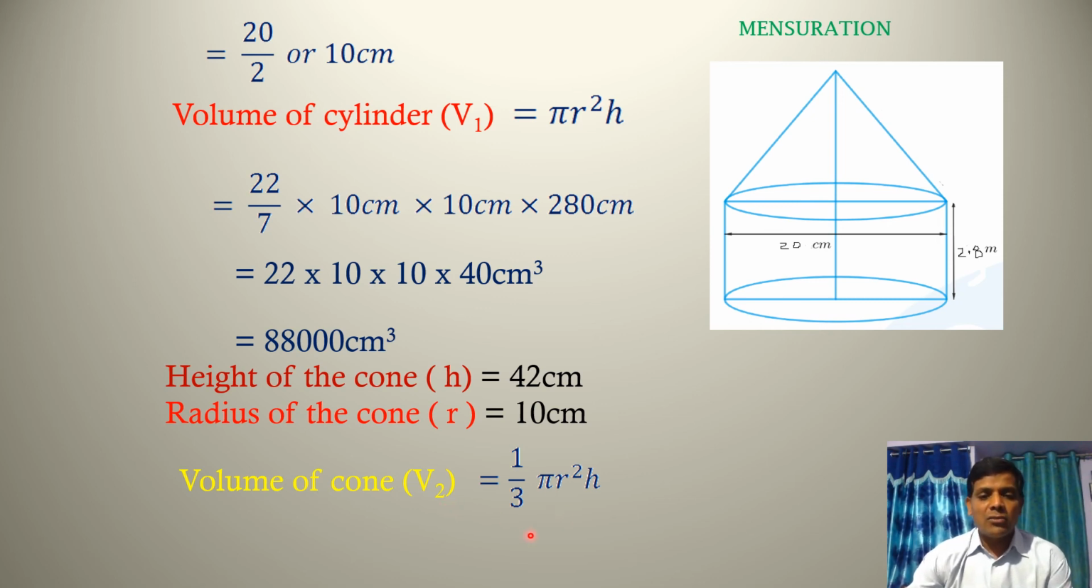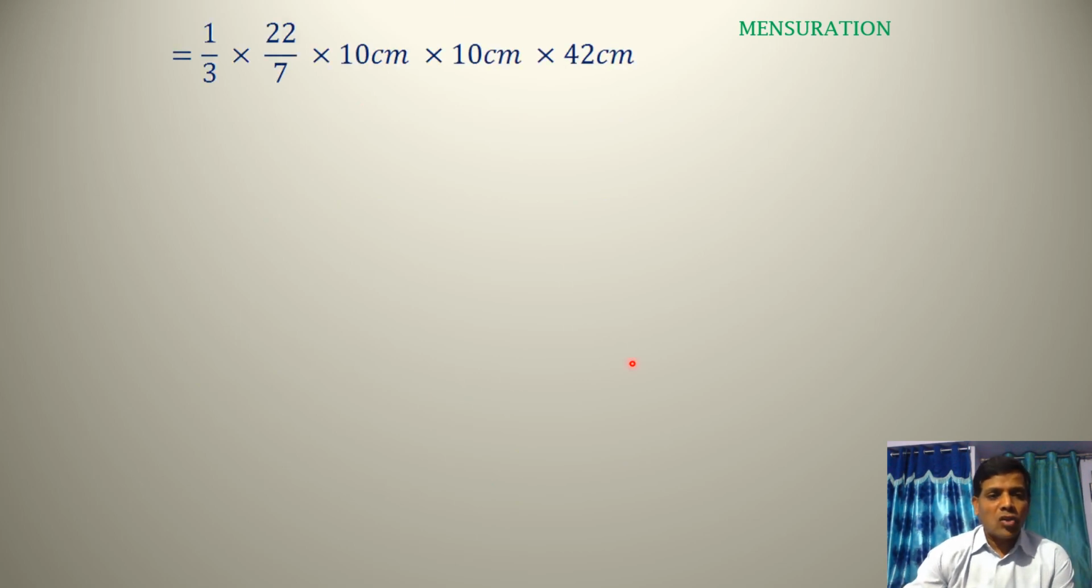So 1 by 3 into, what is the value of pi? 22 by 7 into r. What is the value of r? 10. R square means 10 into 10 into h. So what is the value of h? Height of the conical part, 42 centimeters. So replace the values in the given formula: 1 by 3 into pi 22 by 7, r square 10 centimeter into 10 centimeter, and the height h equals 42.